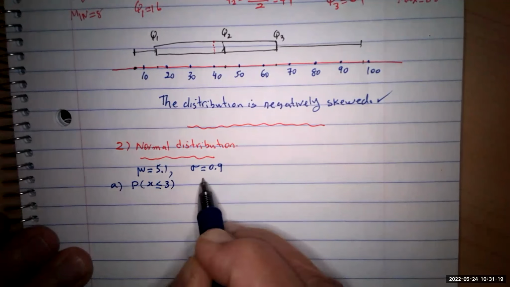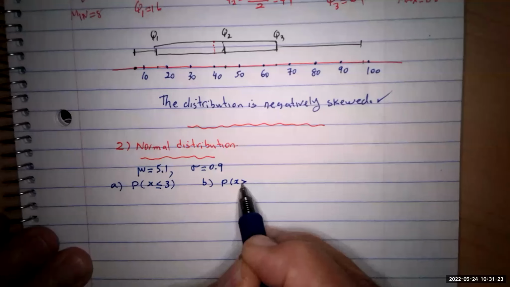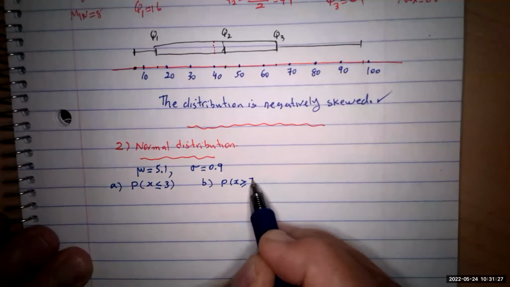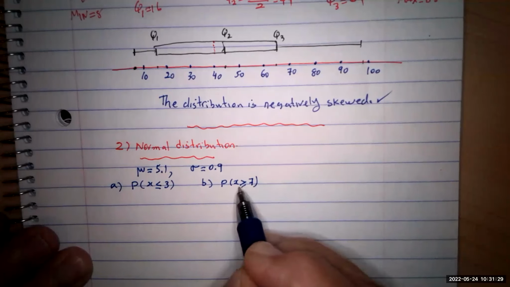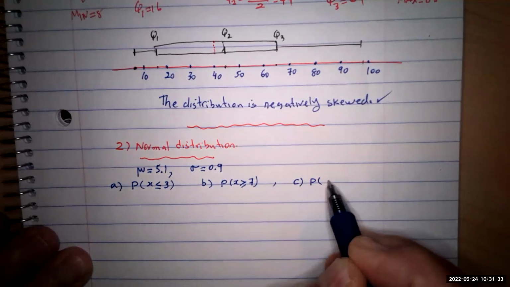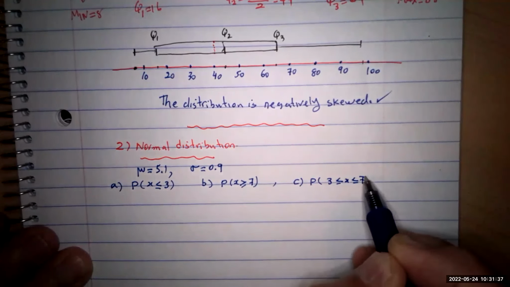That's the first part. The second part, at least, is the beginning. Beginning is 7 millimeter. That's A and B. And part C is in between. So these are the probabilities that you have to find.